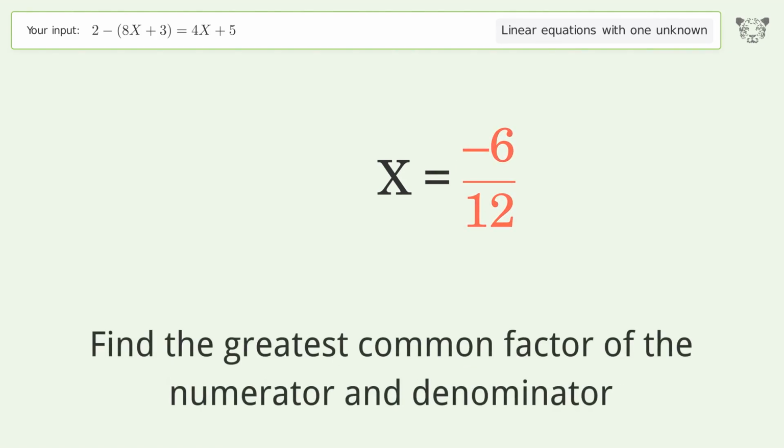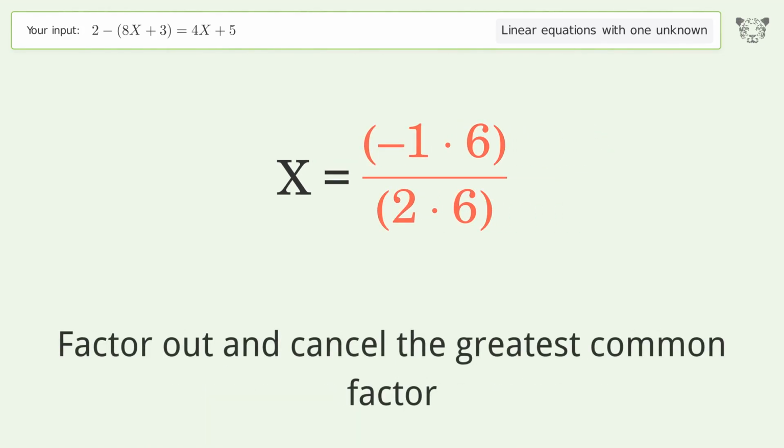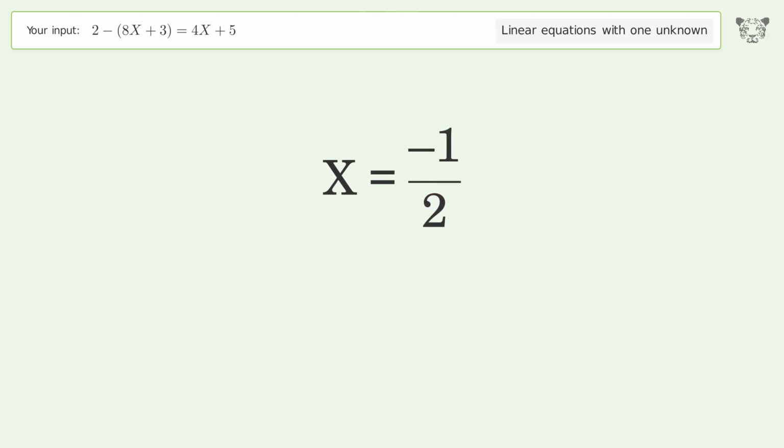Find the greatest common factor of the numerator and denominator. Factor out and cancel the greatest common factor. And so the final result is x equals -1/2.